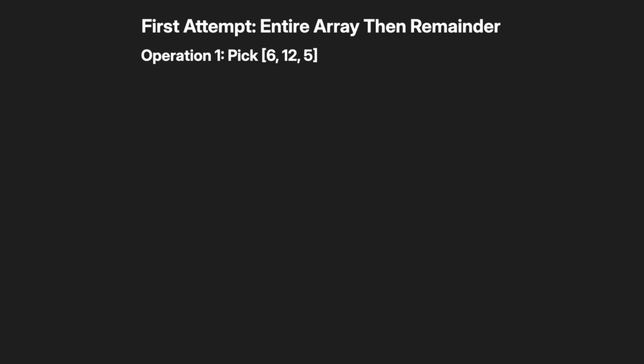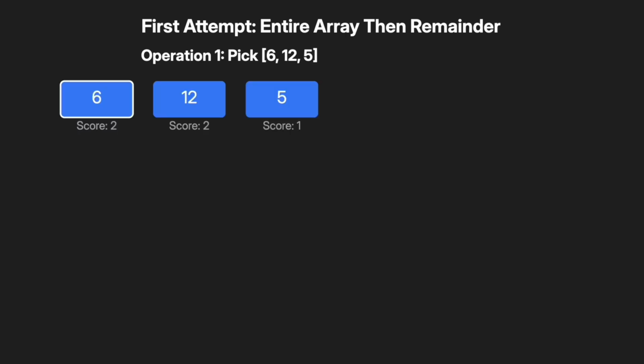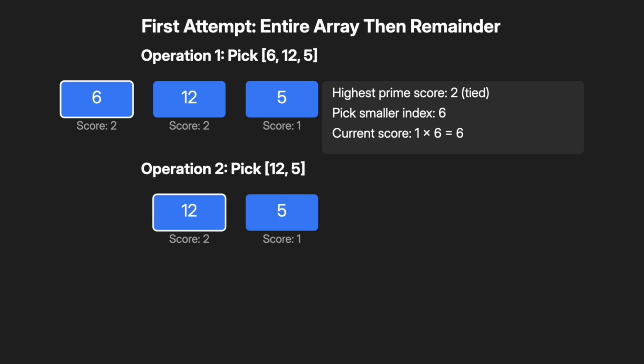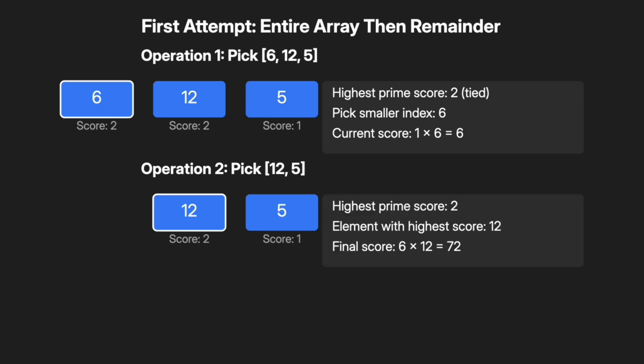Looking at the prime scores, both 6 and 12 have a score of 2, while 5 has a score of 1. When there's a tie, we pick the element with the smaller index, which is 6, so our score becomes 1 times 6, which equals 6. For our second operation, we'll pick the remaining elements, 12, 5. Here, 12 has the highest prime score of 2. This makes our final score 6 times 12, which equals 72.